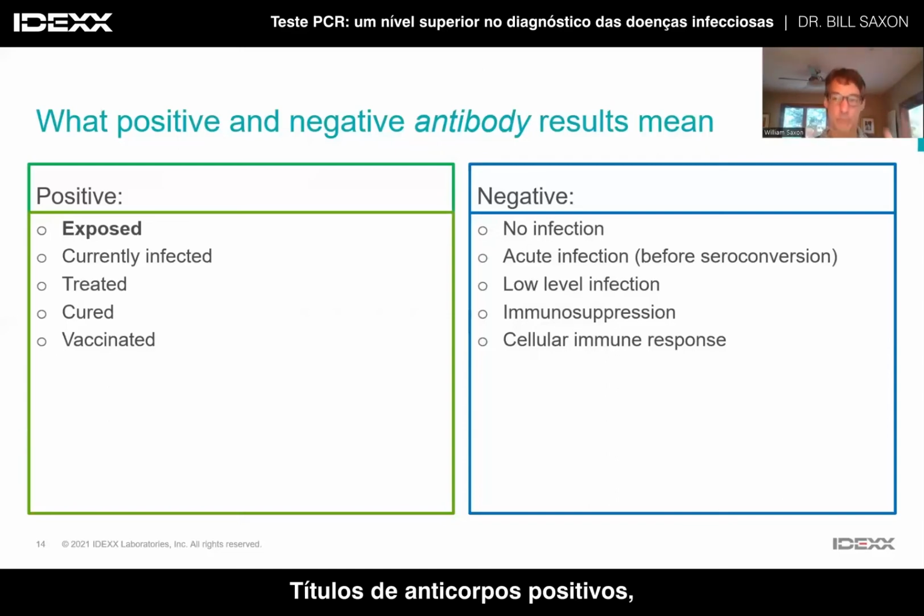So positive antibody titers, as doctors, we have to do work to determine: does this mean our patient in front of us now has active disease? And this is where your physical exam, history, and your minimum database will be helpful.